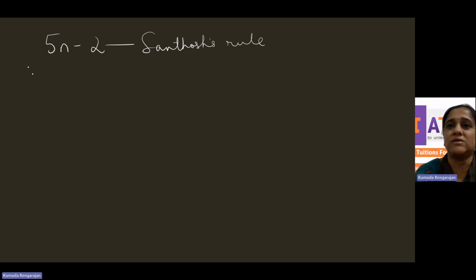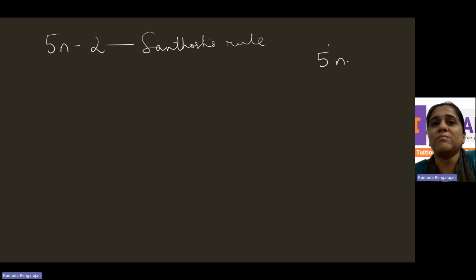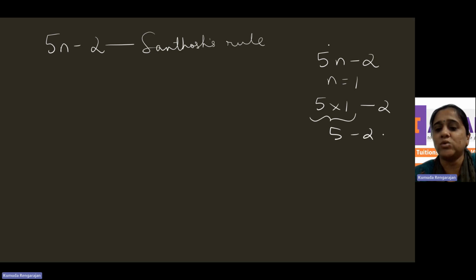Yes, Santosh, what will be the first term? Don't draw. I just want the number. Take n as 1, because you want the first term. No, you have not understood. 5n minus 2: when n is 1, it will be 5 into 1. 5n means 5 into 1. Minus 2. What is 5 into 1? 5. 5 minus 2 is 3.